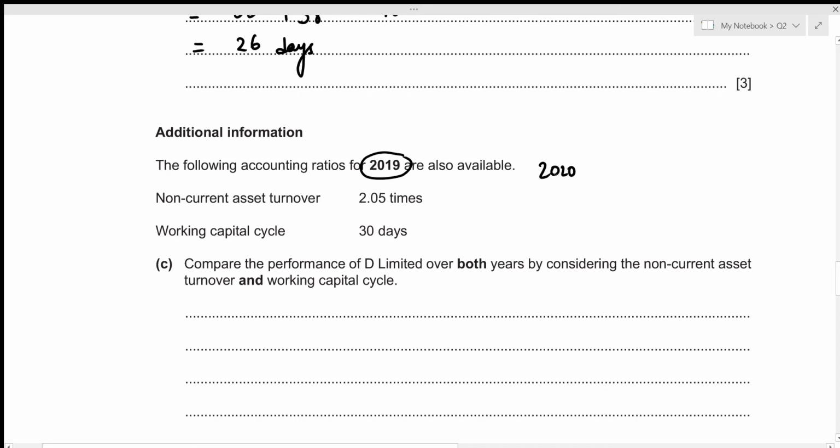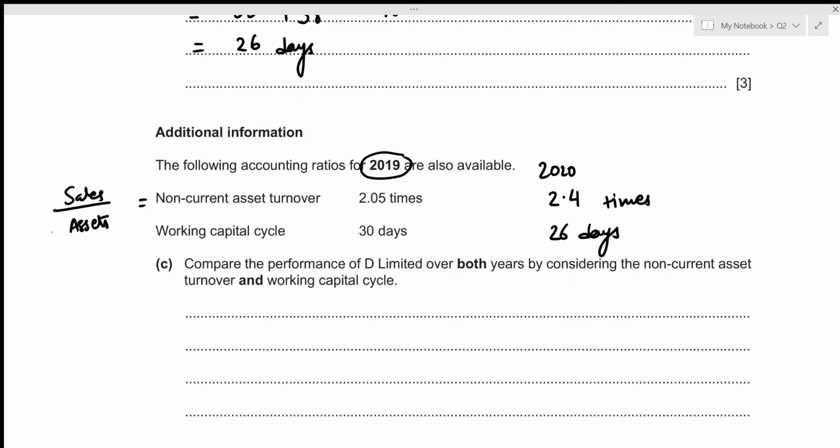For the year 2020, we were given the non-current asset turnover to be 2.4 times. And we recently figured out the working capital cycle for 2020 to be 26 days. So now we just need to compare. If we are to compare the non-current asset turnover, we can clearly see that it is higher for the year 2020 as compared to 2019. And we know that non-current asset turnover is just the sales divided by assets. And this just means the efficiency of assets in generating the sales, right? So if the non-current asset turnover is higher for the year 2020, what we can say is that the assets are more efficient in the year 2020 in order to generate revenue.